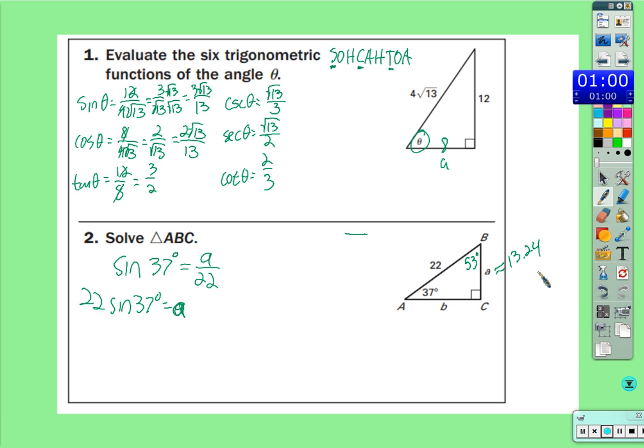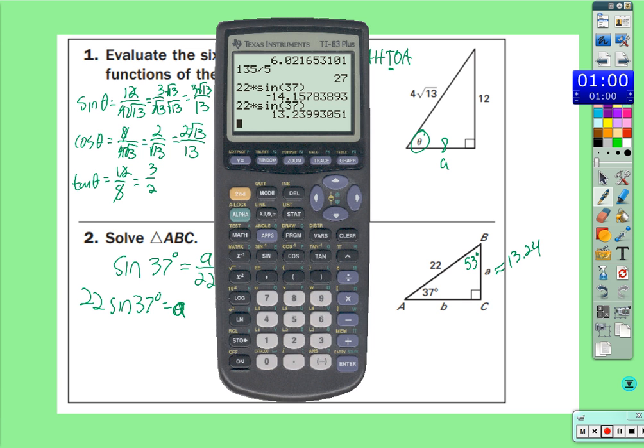And if I find this other side, we could use the Pythagorean theorem. It's not a very good idea. Why do you think it's not a very good idea? You can do the cosine, and if you use the cosine of 37, it's going to be exactly right. But if I use the Pythagorean theorem, I'm going to use 13.24, which is already an approximation. That's going to affect my calculation for B, and it's going to be at least a little off, if not a lot. It'll mess everything up. So if you want to use the Pythagorean theorem, make sure you use a lot more decimal places than just two. Otherwise, it starts to get harder than just doing this.